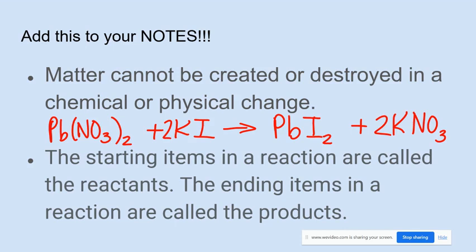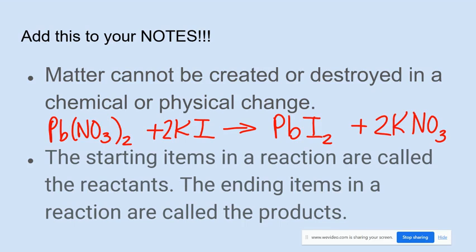So when I start out, I've got one lead here and I've got one lead here. The stuff that we end up with here is called a product. Over here, I've got two nitrates. Over here, I have two nitrates in the product side. I have two potassium here. I've got two iodine on the reactant side, and I've got two on the product side.